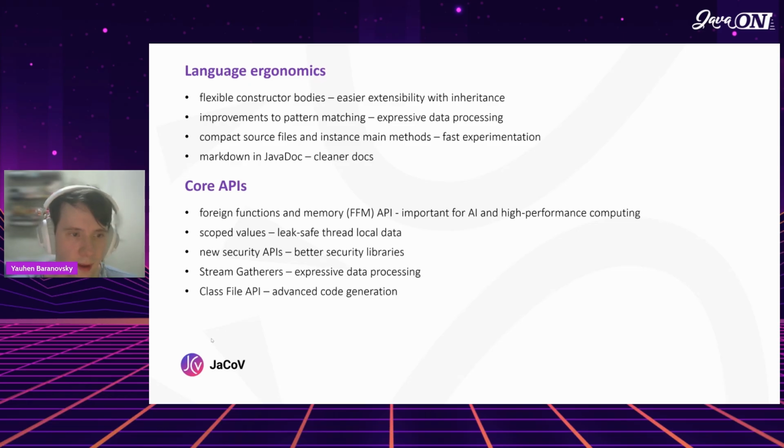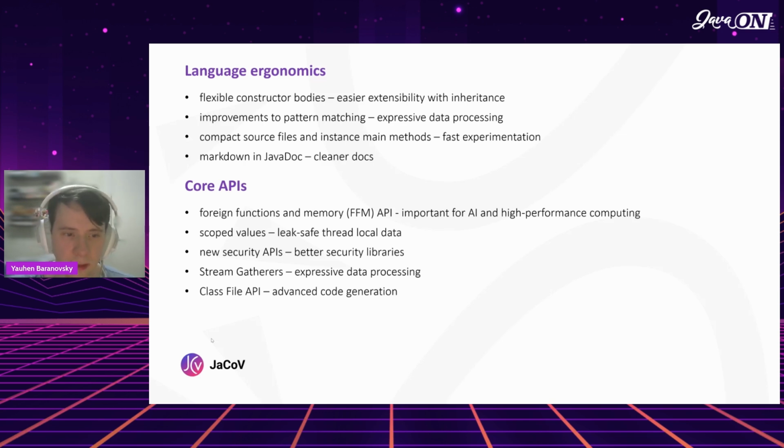Next, we have core API improvements. That's about the foreign function and memory API. This is important for AI because it enables high-performance computing by invoking native libraries directly and using off-heap memory. And this is without the old and unstable abstraction of the Java Native Interface. Next, we have scoped values. I've just shown them to you. New security APIs. So this is about different format support, new APIs for security key manipulation, etc.